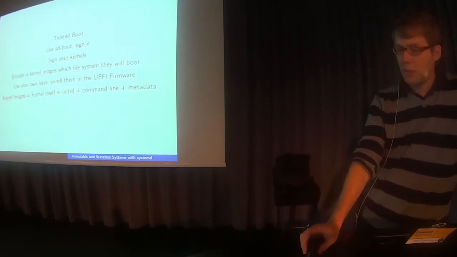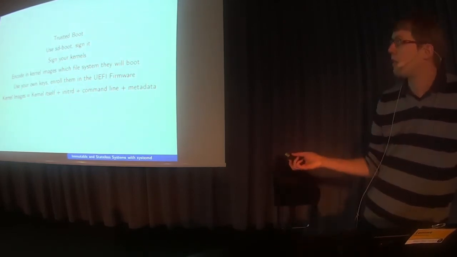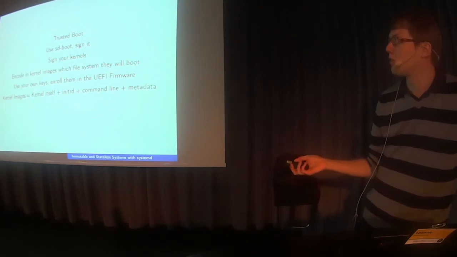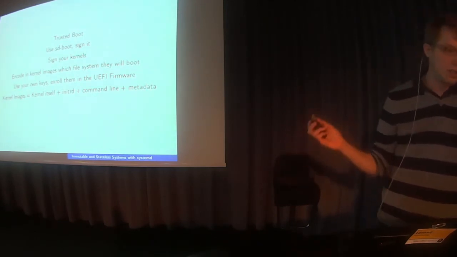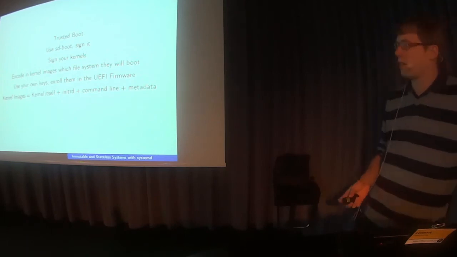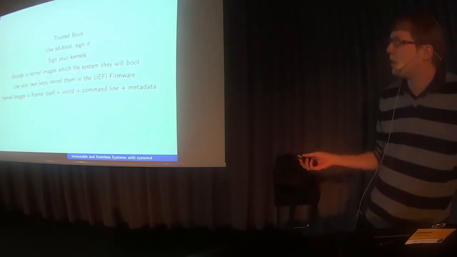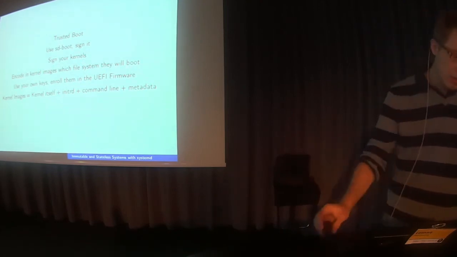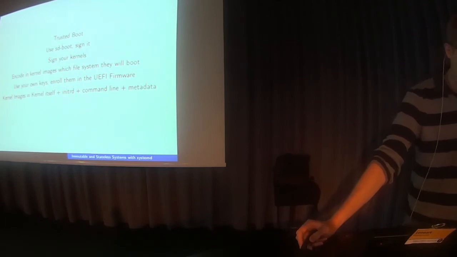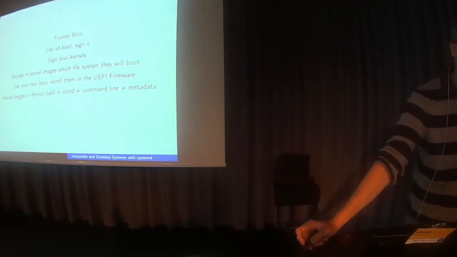So what I basically suggest is sign that boot menu, which always picks the newest version of the kernel that you have. Sign your kernels, but make sure that the kernel images actually consist of four things: the kernel itself, the initrd, the command line, and the metadata. The metadata just says, like, a version string and things like that. Doesn't really matter what that is in detail. Importantly, encode in the kernel images which file system they will boot, meaning that you always have the link towards one specific version of the file system that you boot.